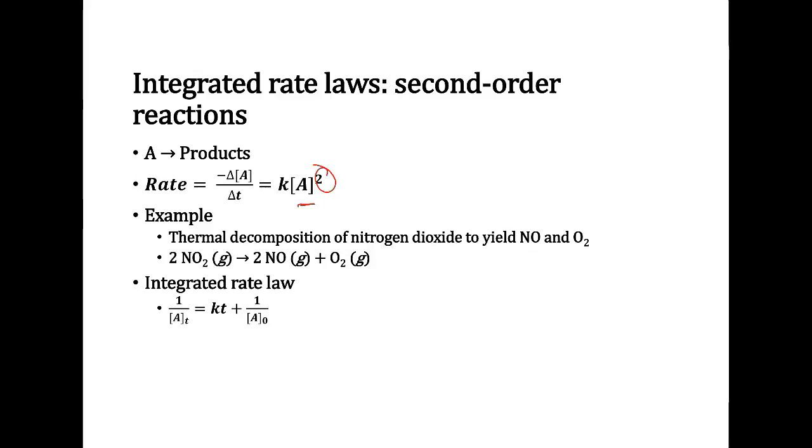So what we can do is we can integrate this expression. What we'll end up getting as our result is this equation down here: 1 over the concentration at time t is equal to k, which is your rate constant, times the time, plus 1 over the initial concentration. So remember that the units on your rate constant here, k, should be 1 over molarity per second, or molarity per minute, whatever your time unit is.